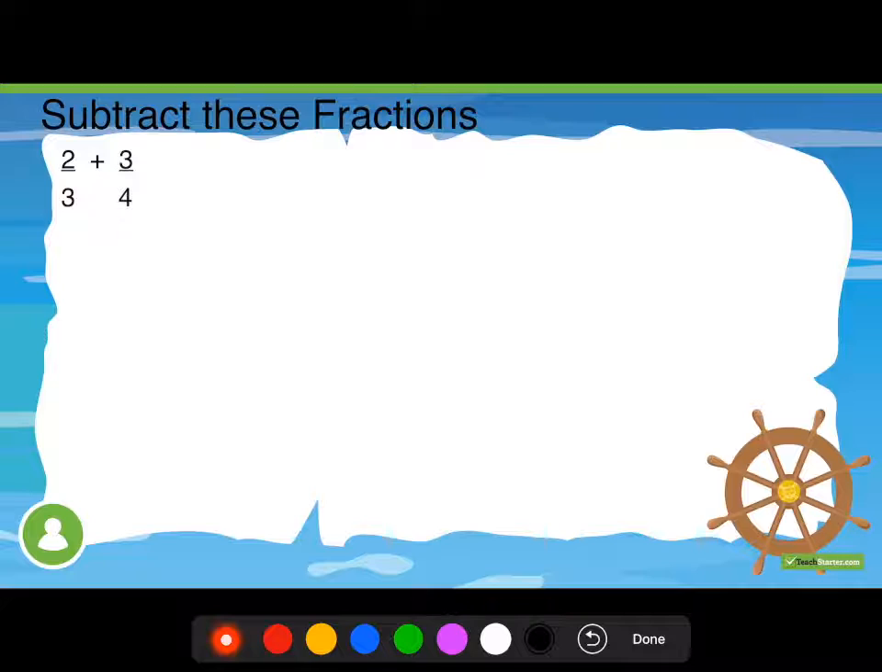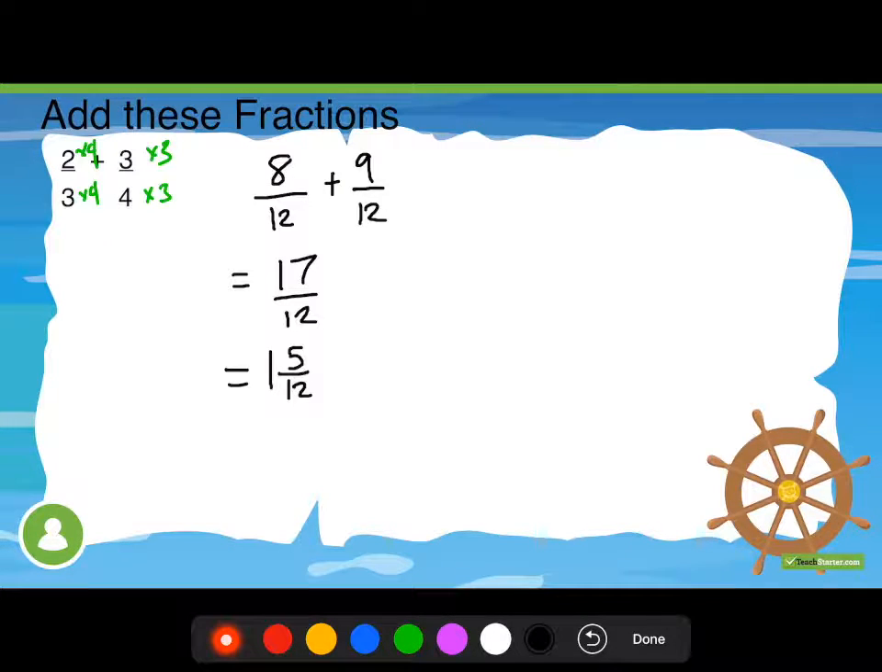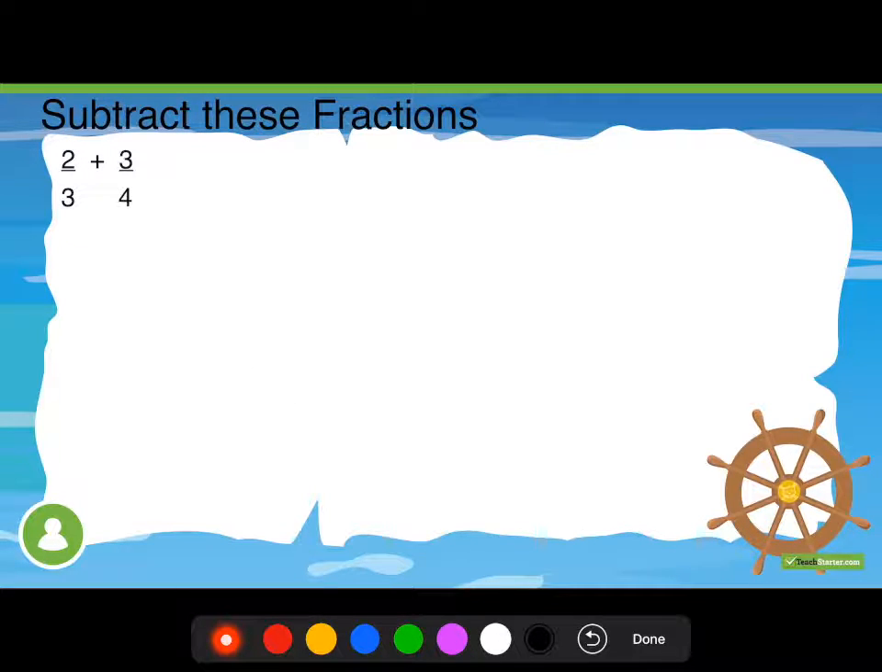Subtraction is the same idea. We need to make sure that the denominators, just like we did with addition, are the same. Now I actually think I've got this the wrong way around, so I'm very sorry. We're going to go 3 over 4, take 2 over 3. Let's do 2 over 5 for fun. Make it different numbers.